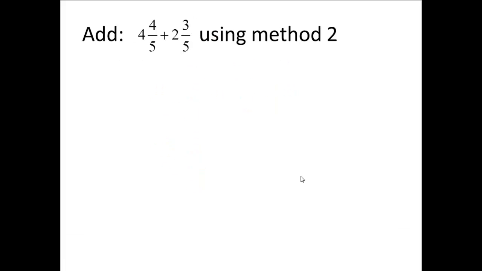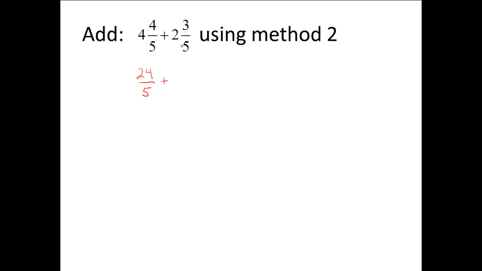Add 4 and 4/5 plus 2 and 3/5 using method 2. For method 2, we're going to change the mixed numbers to improper fractions and then add. So we'll change this to an improper fraction. The whole number 4 times the denominator 5 is 20, plus the numerator gives me 24, and keep the same denominator 5.